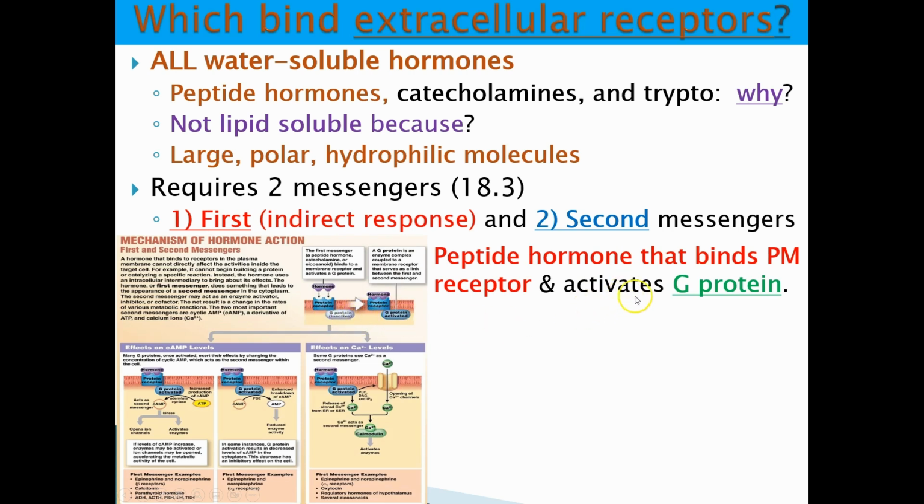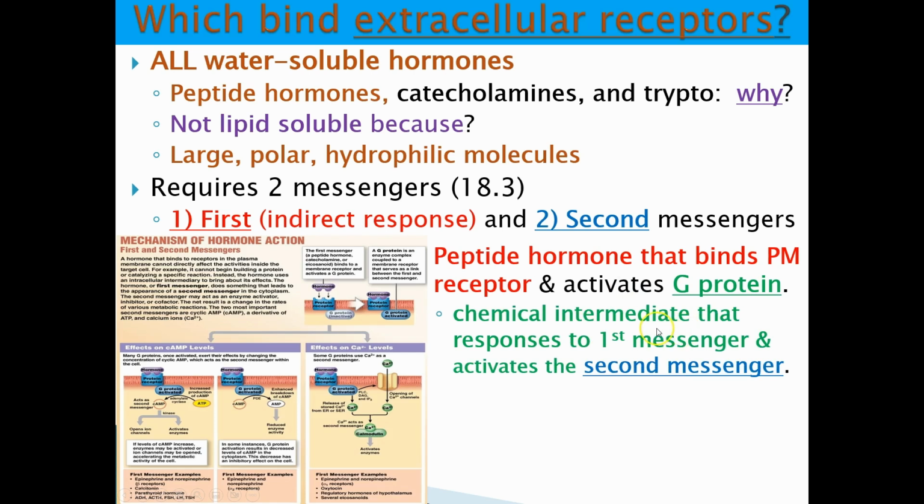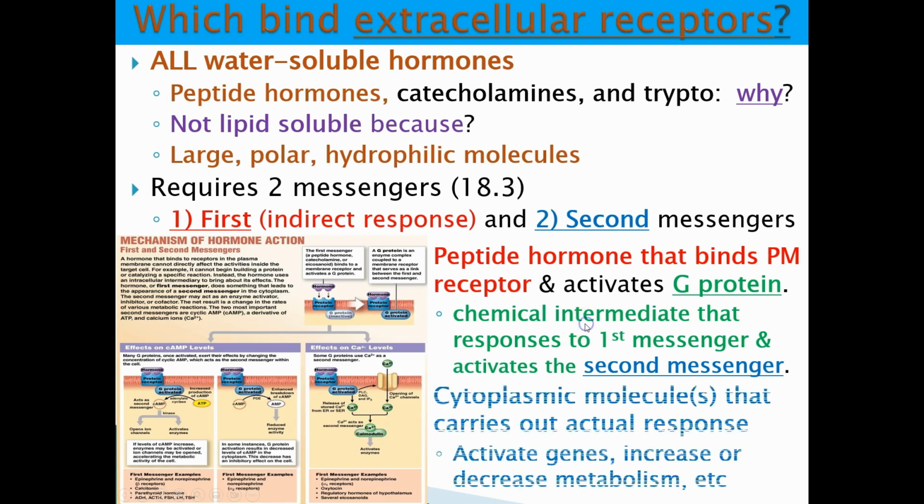And the activation of the G protein is a chemical intermediate that's really responding to this first messenger, and it eventually leads to the activation of the second messenger. Now, again, there's going to be something called a chemical cascade that we're about to talk about. But when it comes to secondary messengers or second messengers, understand that these are going to be cytoplasmic molecules.